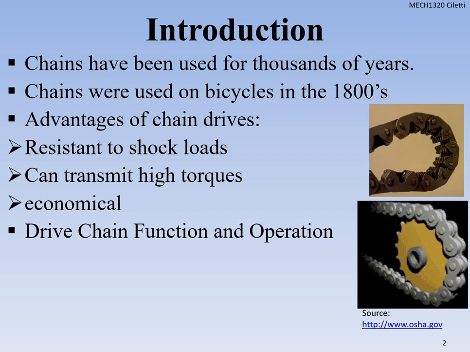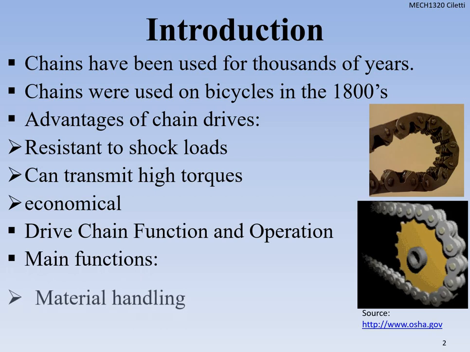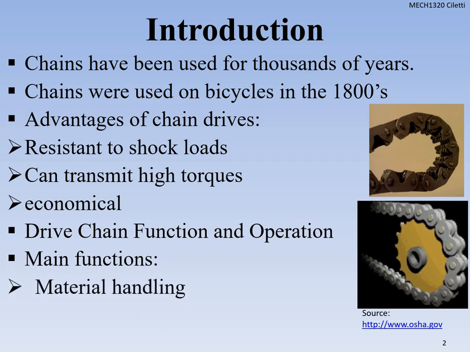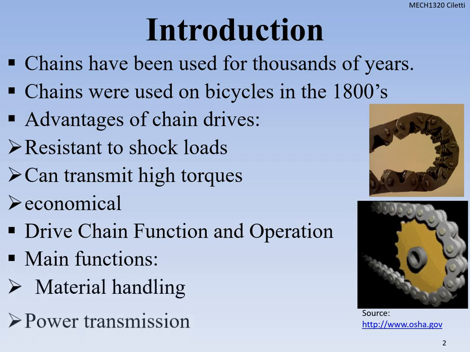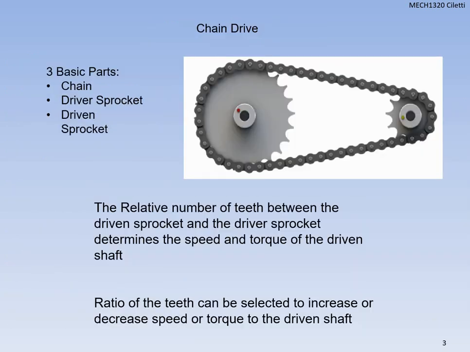We're going to go through chain drive function and operation, the main functions. We use them a lot in material handling and power transmission. There are three basic parts to the chain drive: the chain, the driver sprocket, and the driven sprocket. Some of it is going to be similar to what we did in gears. We have an output and an input, essentially, a driver and a driven, and we will relate the ratio based on the number of teeth as well.